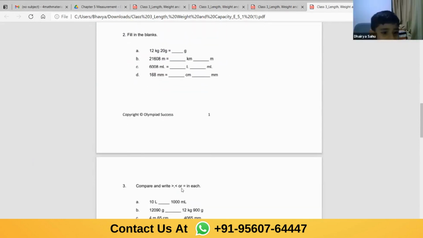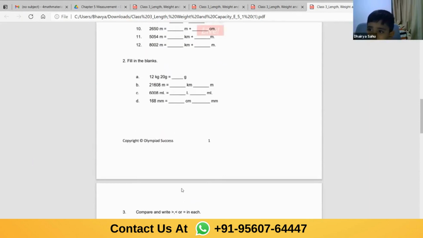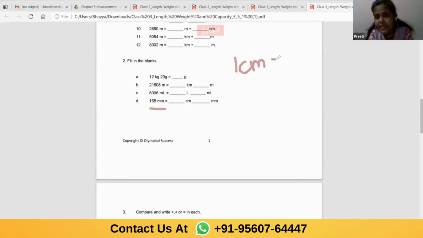Ma'am, what's mm over here? Okay, mm over here. I didn't teach you mm. Yes, ma'am. Also, I put it to say that this is a doubt or something we have not learned. Okay. Children, please note down one more thing. 1 centimeter is equal to 10 mm. Please make a note of this. This is required for conversion.